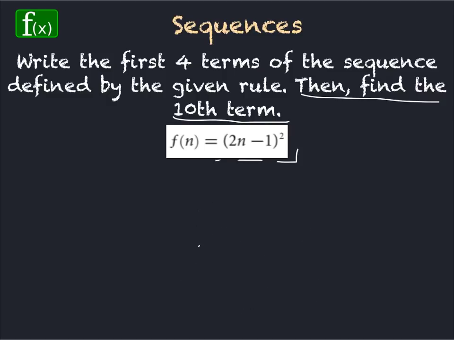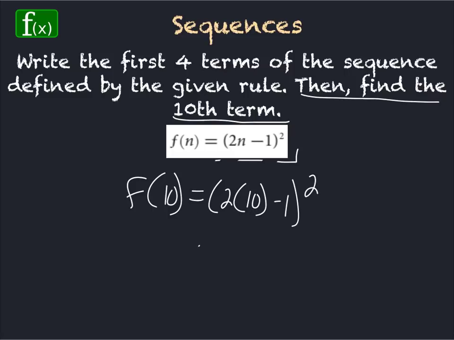So, if we're looking for the 10th term, all we need to do is find f of 10. We need to solve this the way we've done before with functions. So we would just plug in 10 for our input value and figure out our output. Which would be 19 squared, and 19 squared would be 361. Okay, so at position 10, our term would be 361.